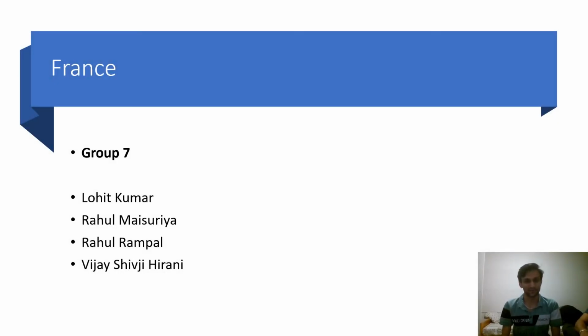Hello, I am Vijay from group number 7, and here our group will present the competitiveness of the nation of France by using Porter's diamond model. Lohit Kumar, Rahul Maisuria, and Rahul Rampal are my group members, and they will explain the topics after my introduction.